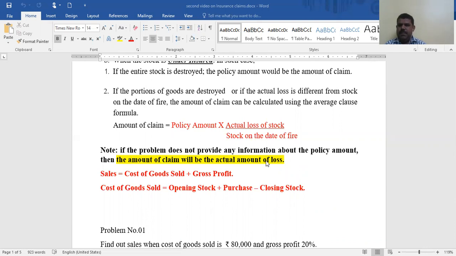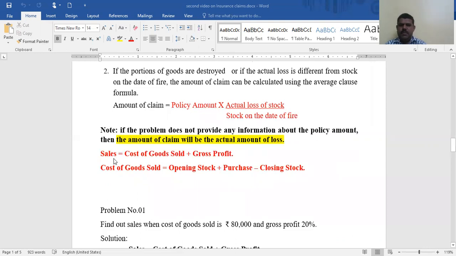Whatever we got in step number 4 answer, the same thing will be applied for step number 5 also, when there is no policy amount given or when there is no information about the insurance given. In that situation, step number 4 answer is the same, step number 5 answer is also the same.